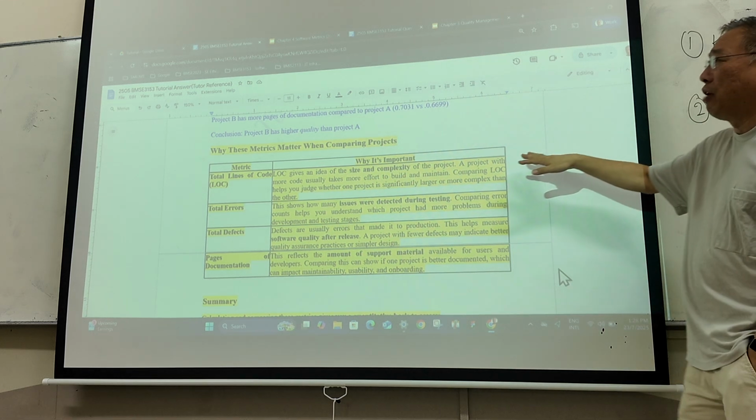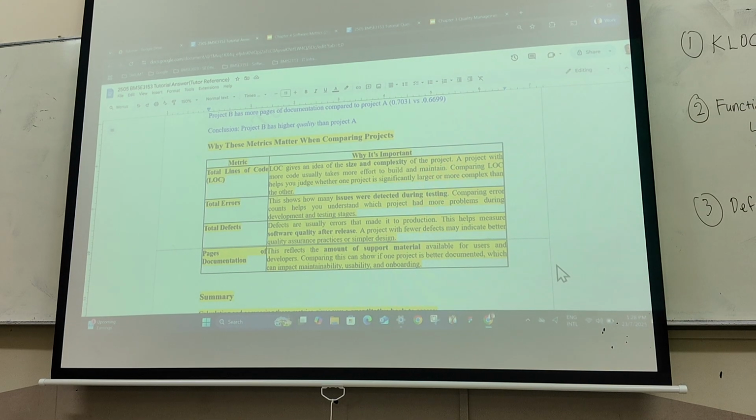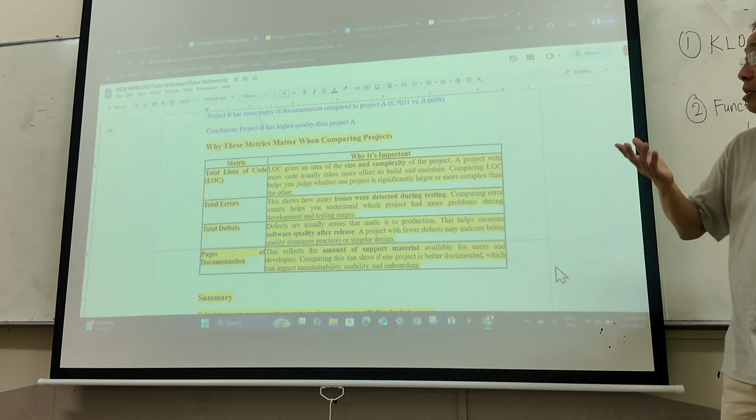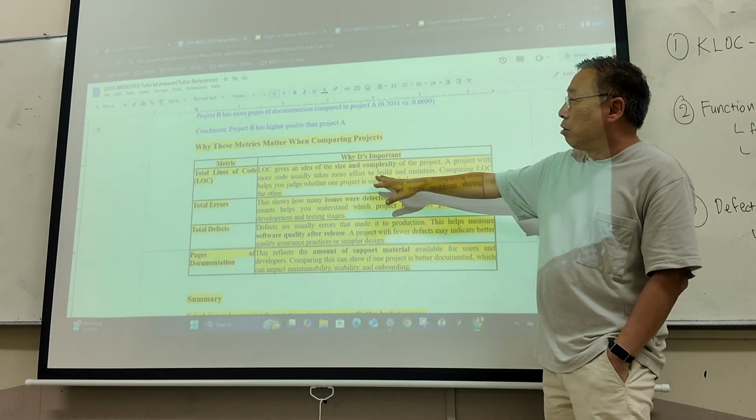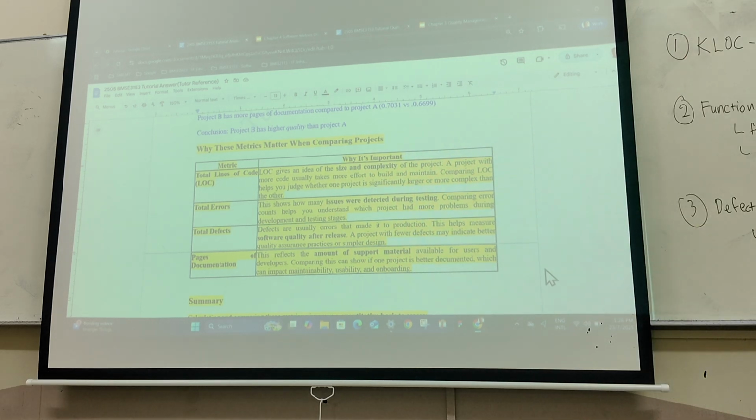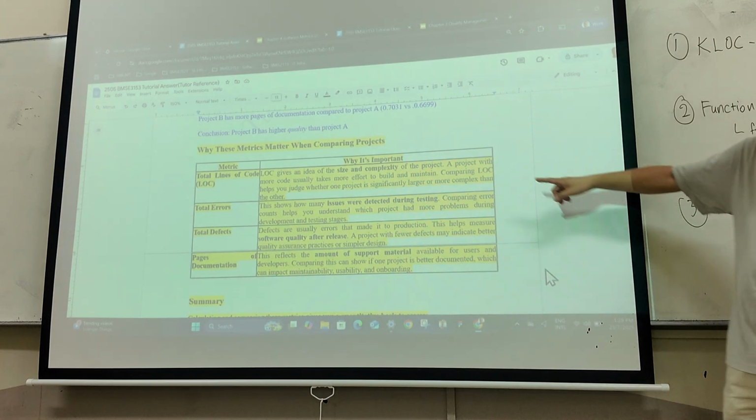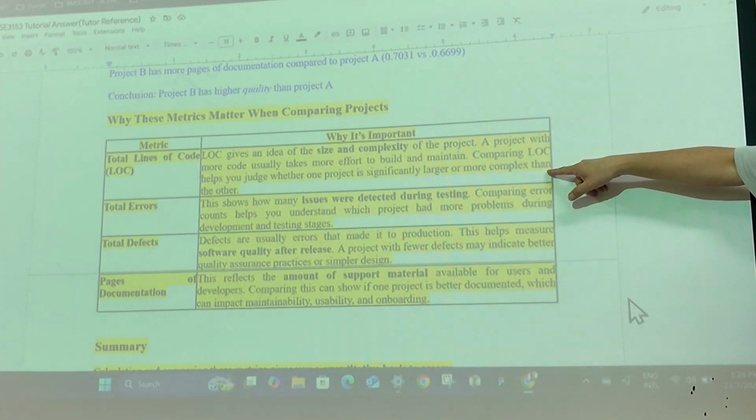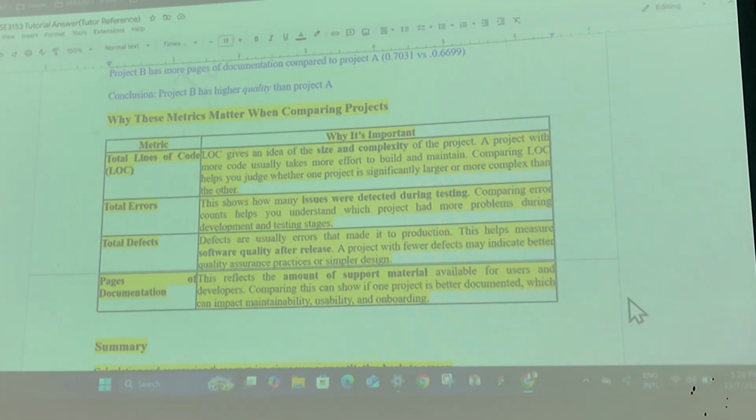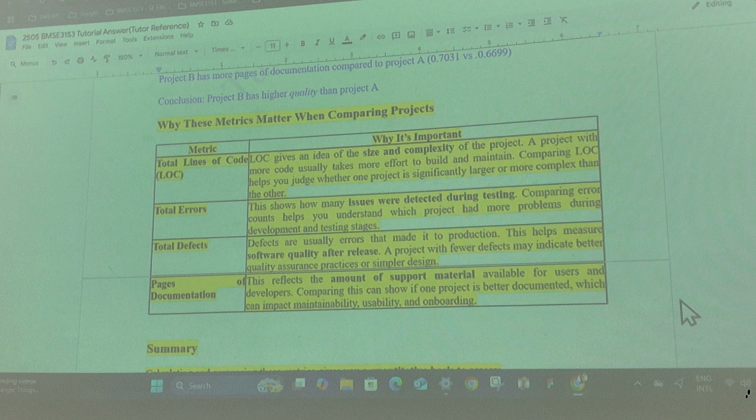I did some more research to give you the logic, which is what you're trying to understand. Why are we calculating all this? What does this tell me? What do those numbers tell me? So the total lines of code gives us an idea of the size and complexity of our project, right? Obviously, if you have more lines of code, it must be much more complex. So when you compare lines of code with another project, you can tell if one project is more complex than another. So this is a technique to compare complexity for lines of code specifically.